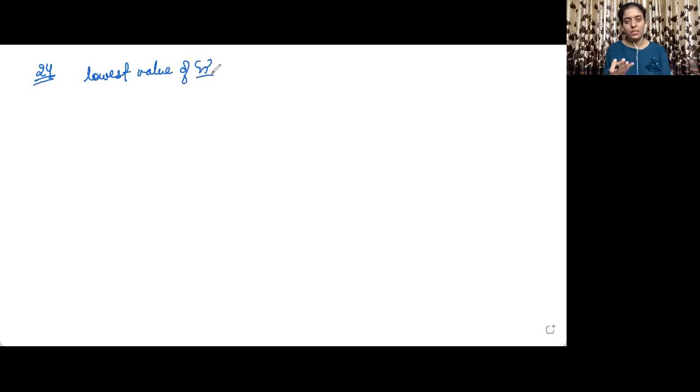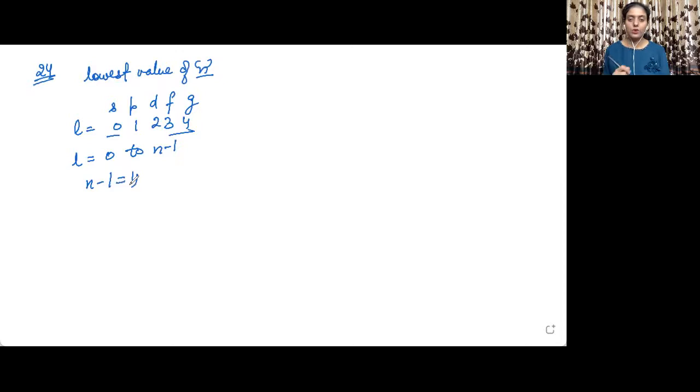Now we have s, p, d, f, then g. For these, the values of l are 0, 1, 2, 3, 4. The value of l varies from 0 to n minus 1. So for the g orbital, n minus 1 is equal to 4. Therefore, n will be equal to 4 plus 1, that is equal to 5.